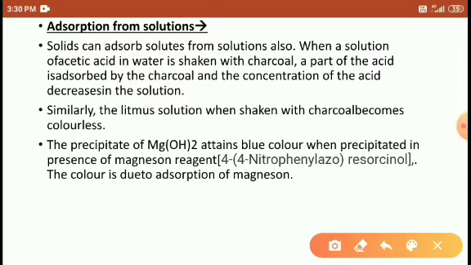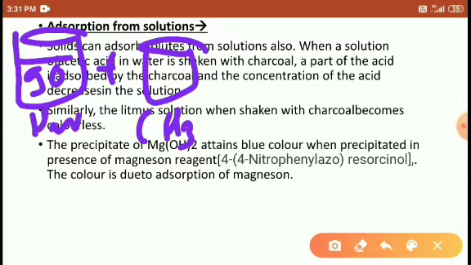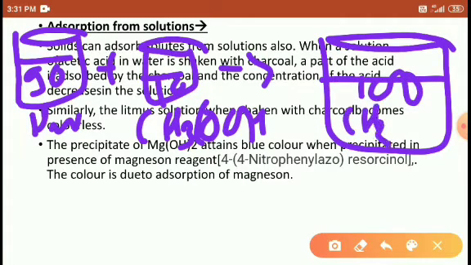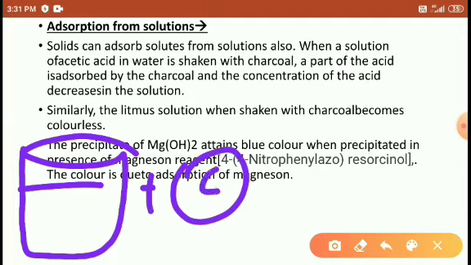So look at this, students. We are using an acetic acid water solution. I am using here 90 ml of water and 10 ml of acetic acid to form 100 ml of acetic acid solution. So in this 100 ml of acetic acid solution, we are adding the charcoal C.